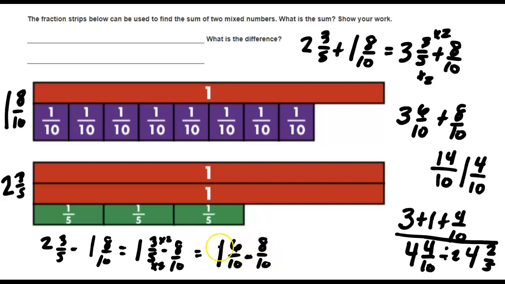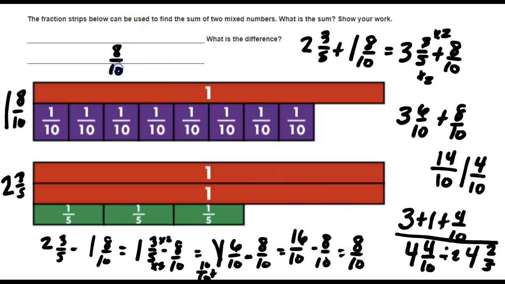I can't take 8 from 6, so I'm going to cross this out and make this 10 over 10, and I'm going to add it to the 6. So that's going to be 16 tenths minus 8 tenths, which equals 8 tenths. So the difference is 8 over 10, and my sum is 4 and 4 tenths, or 4 and 2 fifths.